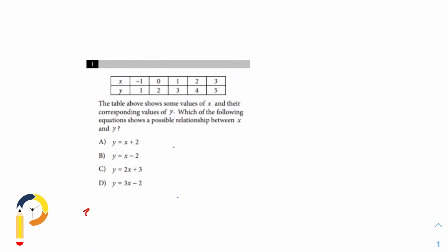Okay, that is question number 1. If you see this question, this is the table given to us and we have some words there. You don't need to understand what the words are. Just check at the table, x values are given, and with respect to that, y values are also given. The question is asking which of the following equations shows the possible relationship between x and y.